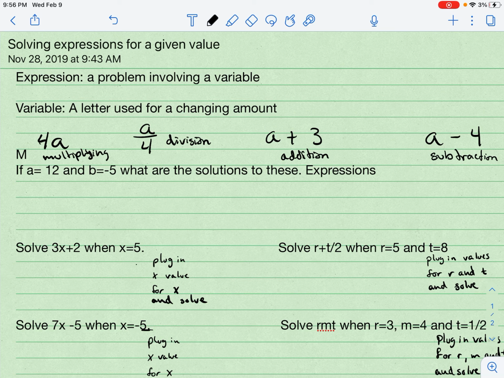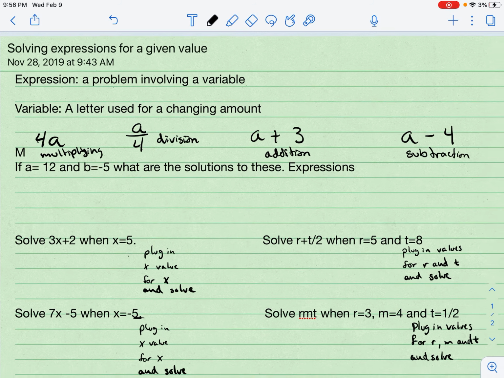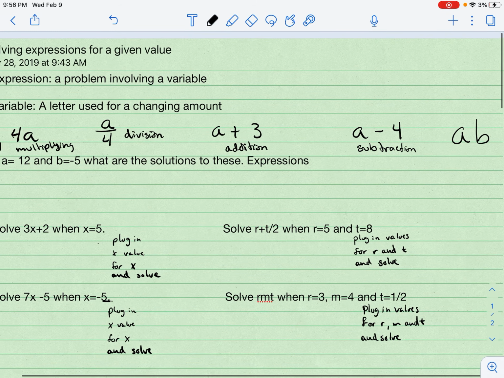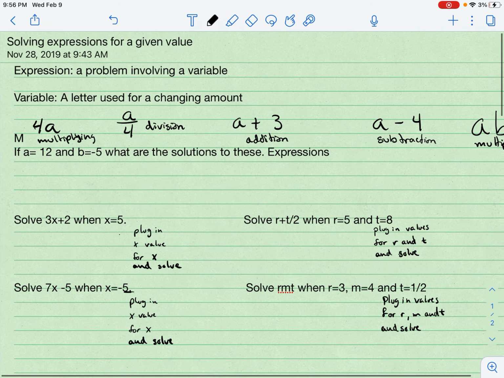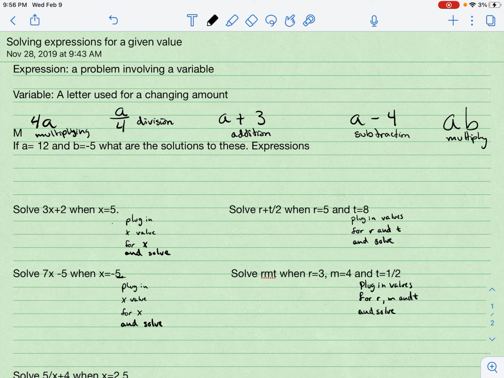Okay, so we're going to go ahead and solve these if a equals 12 and b equals negative 5. There's one more that's not showing up on the screen here, AB. So now we're just multiplying here, multiplying whatever a value is times your b value. Okay, so now if a is 12 and b is negative 5, what are the solutions to these expressions?